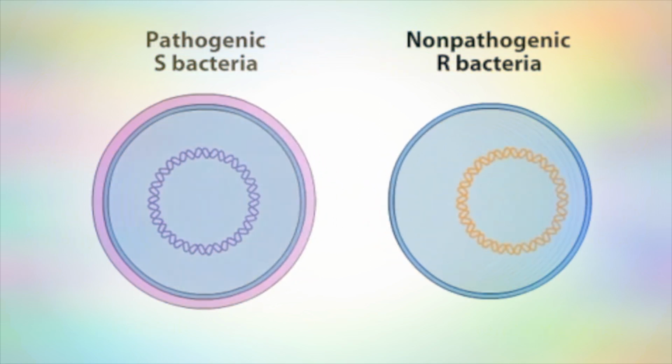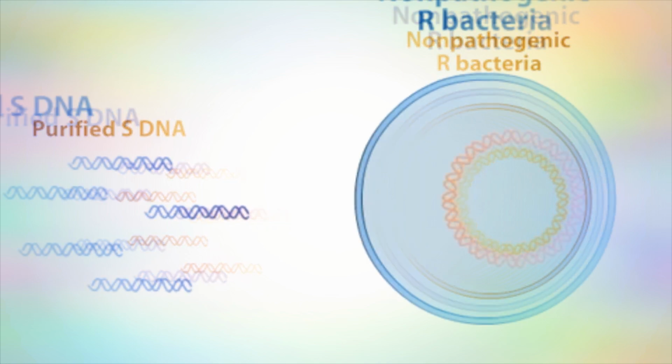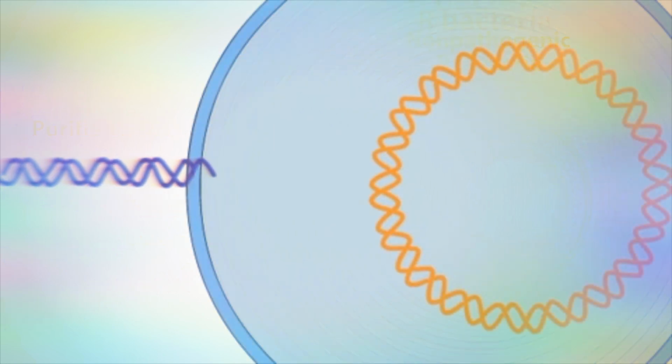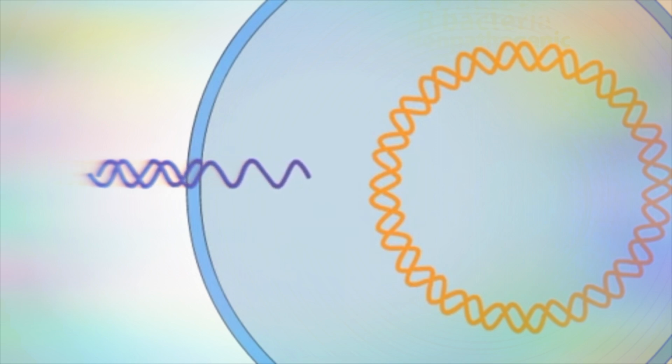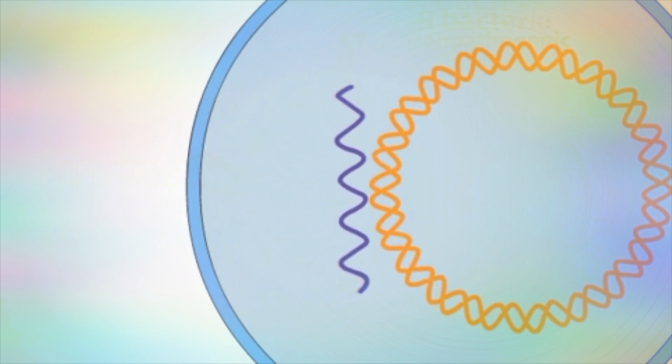In this experiment, DNA is extracted from the S strain. The purified S DNA is added to a culture of the R strain bacteria. The bacteria take up fragments of DNA from the environment. The DNA passes through the cell wall and plasma membrane. One strand of the foreign DNA degrades.